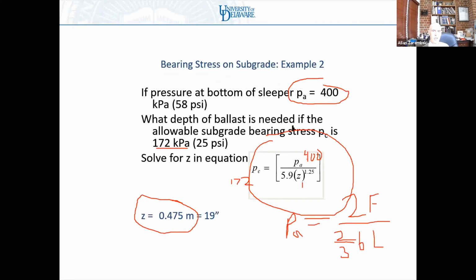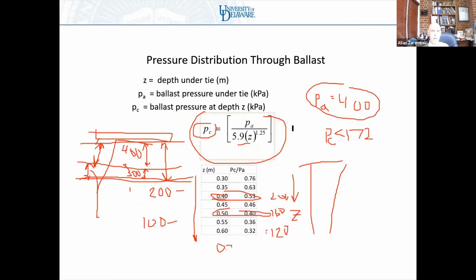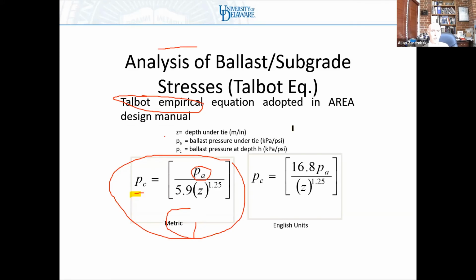For the purposes of this class, and for the purposes of most of your applications in the real world, I strongly recommend the Talbot equation. I find it to be a very, very effective model. I find it to be fairly easy to use and very commonly used in many parts of the world.